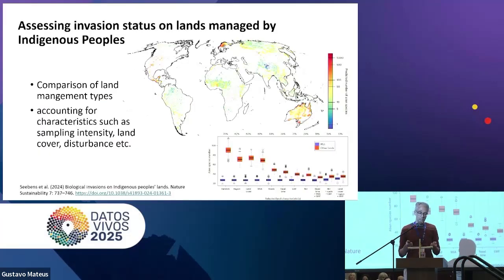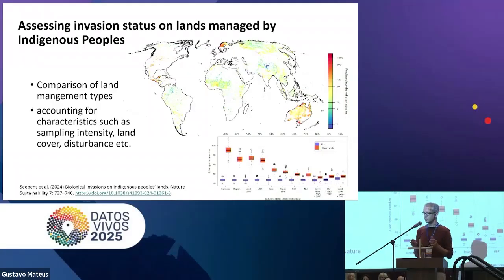There's another case study where we use that data. We were interested in comparing the number of alien species on lands managed by indigenous people. So we used layers of indigenous people's land and identified the number of alien species for each individual grid cell on land falling on indigenous people's land or other land types, and made a comparison. The figure here shows the land managed by indigenous peoples, and the color indicates the number of species there.